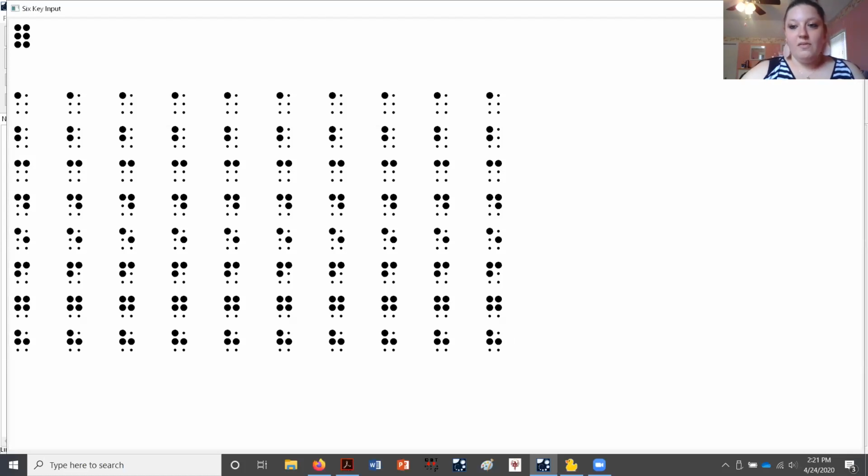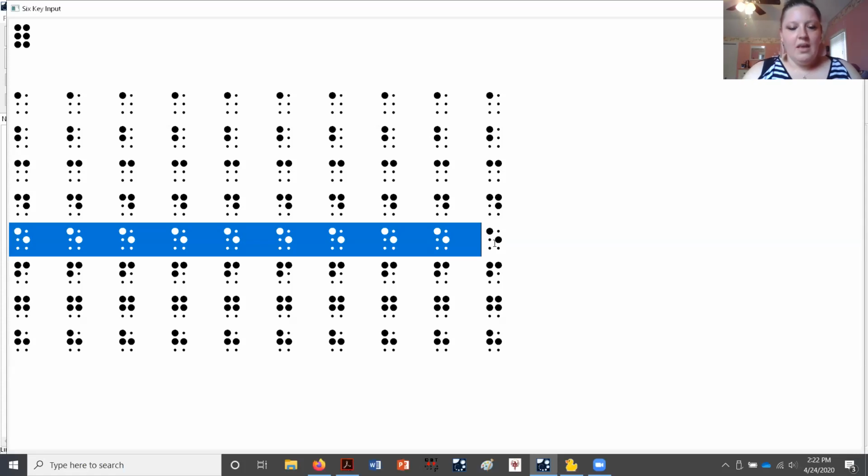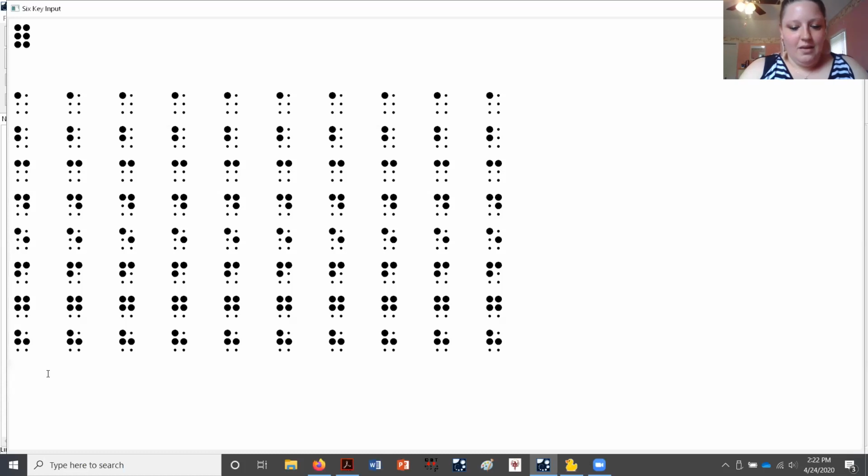Now we're going to the letter I. The letter I almost looks like the letter E. Here's the letter E, I'm highlighting it. But it's not the same. It's the reverse. So the letter I is dots 2, 4. That's going to be key combination DJ.